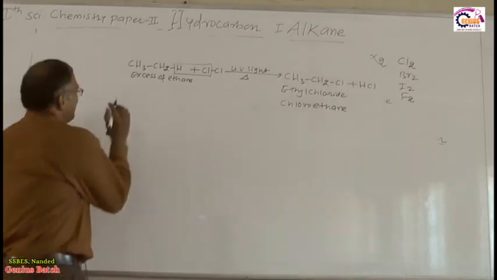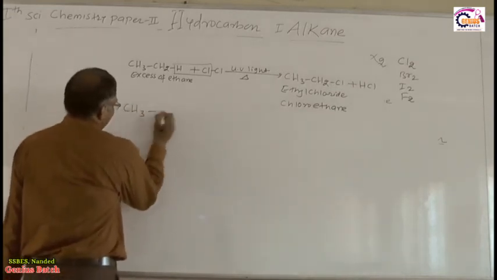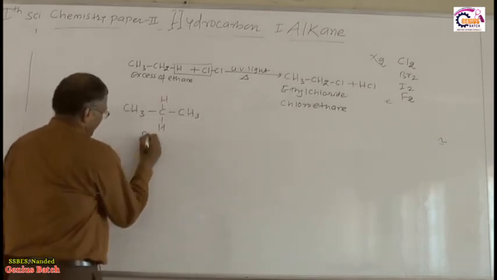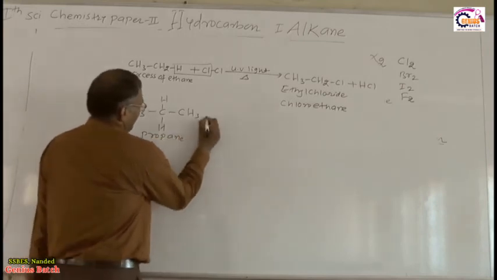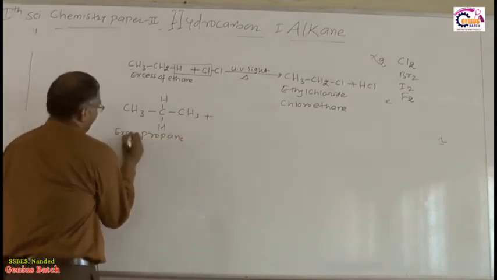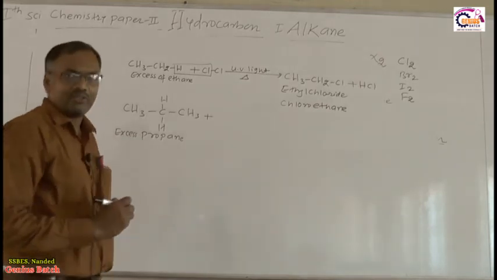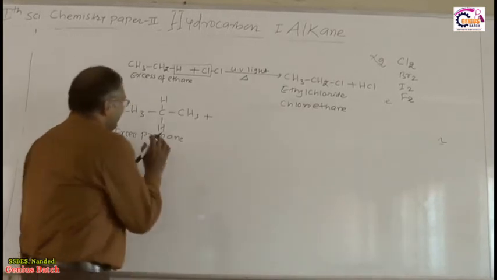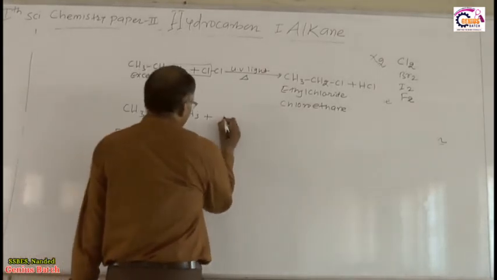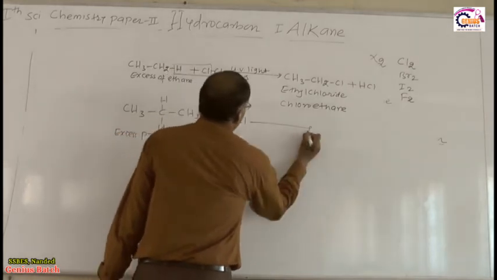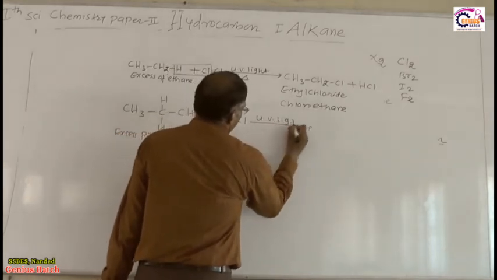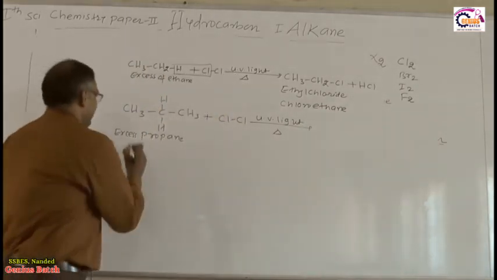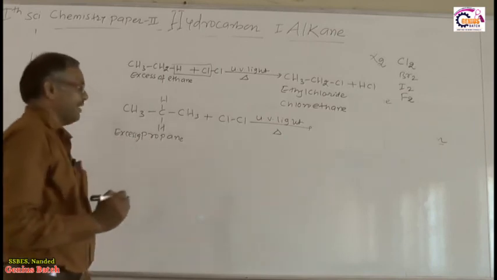Okay, similarly, suppose I have the next example, that is propane. Right? Okay, so this is propane. We have to take the excess of propane. So if the excess of propane is taken and heated with chlorine in the presence of ultraviolet light, then what will happen?